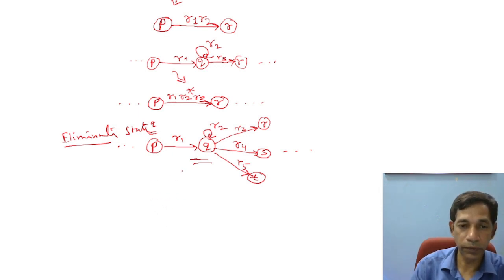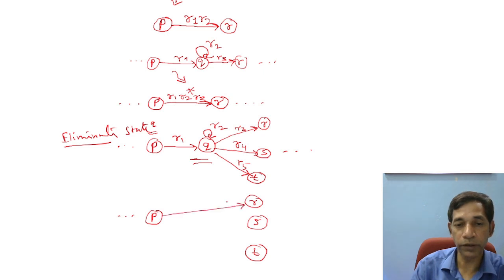If you eliminate the state Q, then you will have the resulting simplified expression. You are in the state P, and you are not having the state Q; you have the states R, S, and T. From P you have the path to go to the state R. So what is the regular expression corresponding to this?